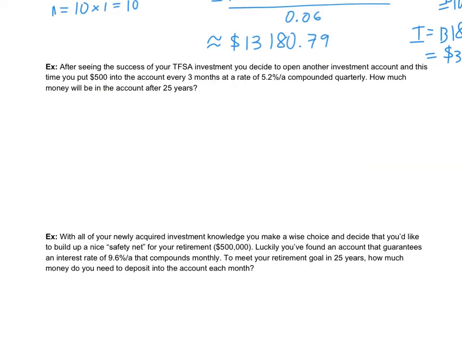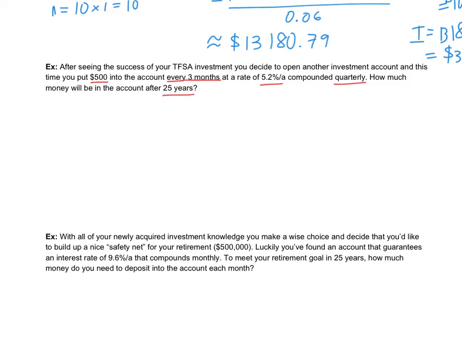So let's try the next one. After seeing the success of your tax-free savings account investment, you decide to open another investment account, and this time you put $500 into the account every 3 months at a rate of 5.2% per annum, compounded quarterly. How much money will be in the account after 25 years?